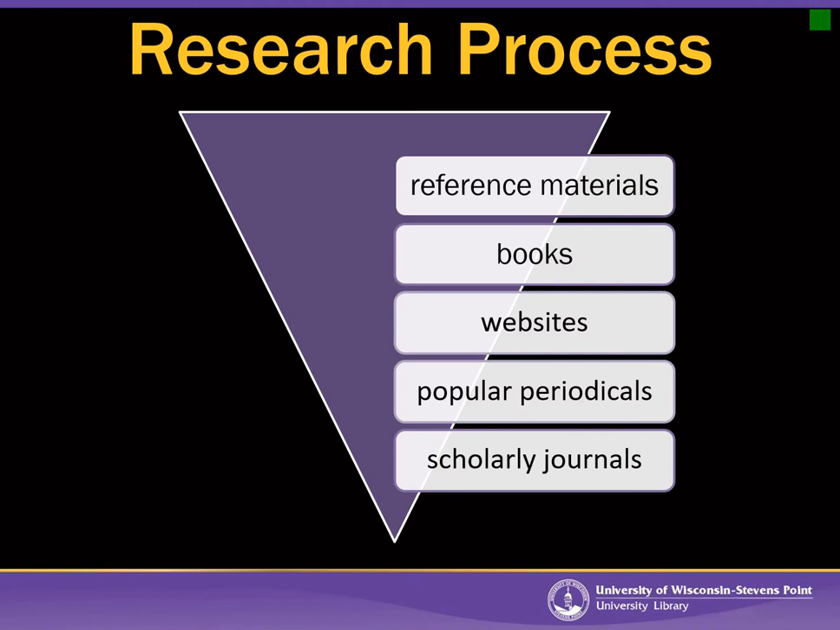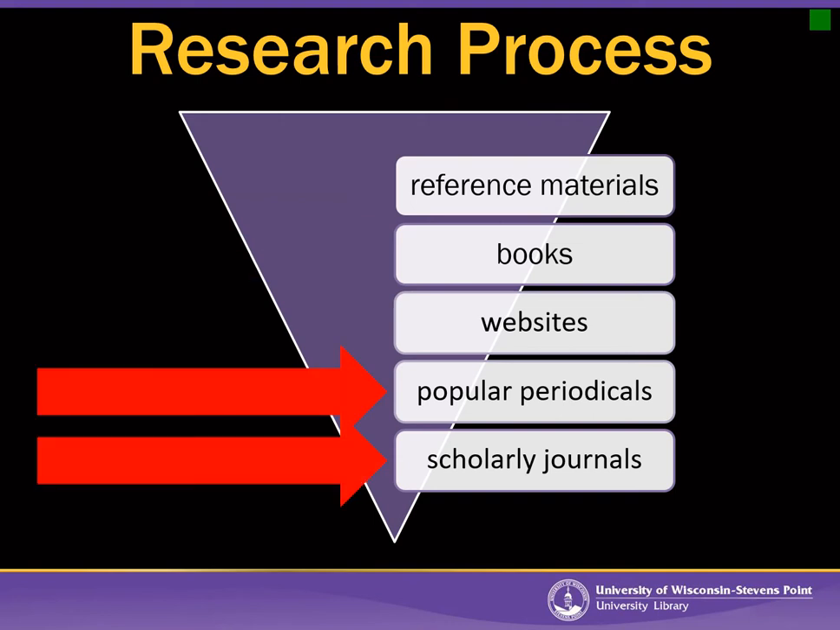So here we are again with the research process. You want to start broad with a general understanding of your topic, and then narrow and focus your topic as you go along. And this is what it looks like in terms of library resources. Now we've already covered reference materials, and we explored books in the last lecture. We're going to skip over websites until later in the semester, but for this lecture, we're going to concentrate on popular periodicals and scholarly journals. College students typically use these the most for research assignments, so let's take a closer look at them.